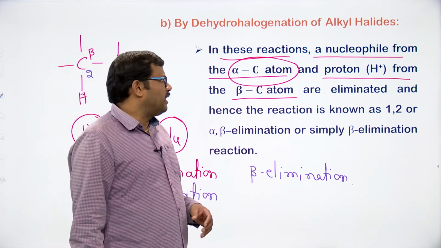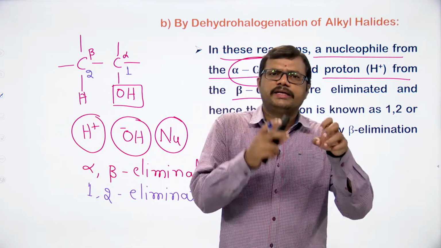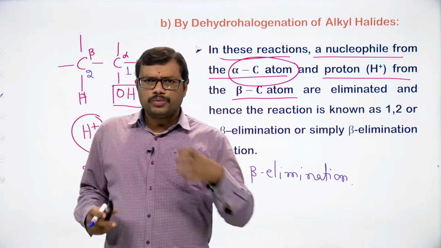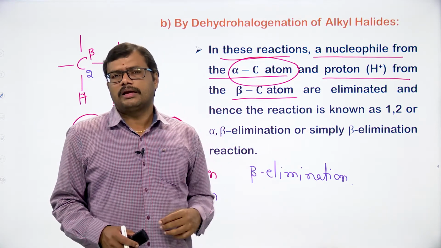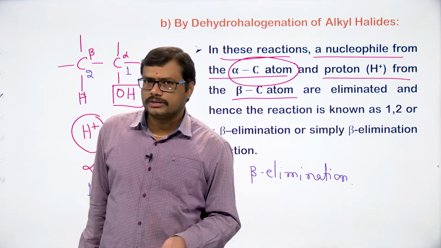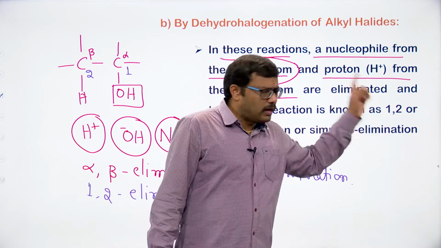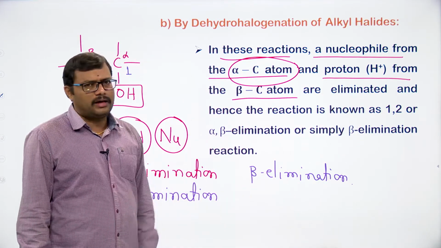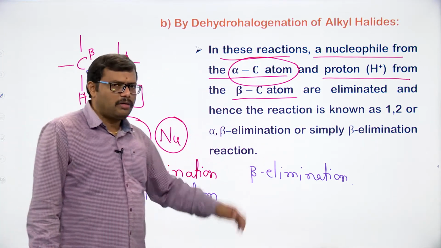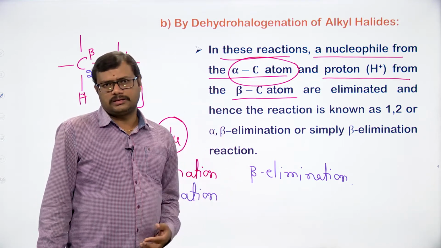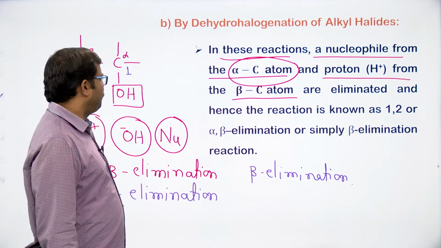So what is happening here? From adjacent carbon atoms, 2 groups are removed. Adjacent carbon atoms means the carbon atoms sitting side by side. From these 2 carbon atoms, 2 groups or atoms are removed, and thereby we get the eliminated product, that is, an alkene, or an alkyne can be obtained in the process. Here the groups are removed from the carbon atoms labeled 1 and 2, or labeled alpha and beta. Therefore, it is called 1,2 elimination, or alpha beta elimination, or simply beta elimination reactions, which we are going to discuss in detail in this particular topic.